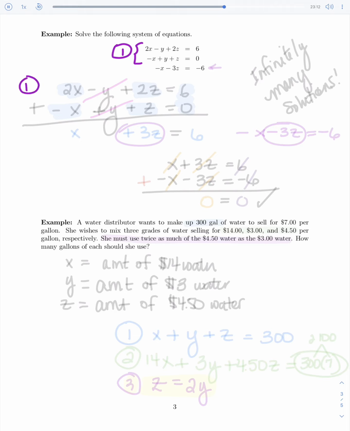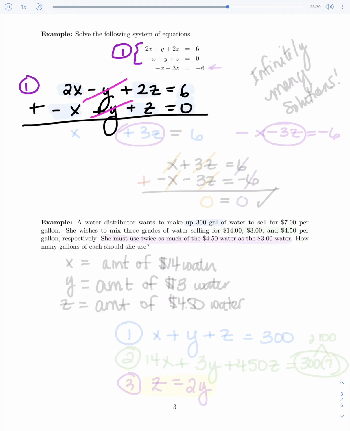Okay, so that would be that I've got 2x minus y plus 2z equals 6, and I've got negative x plus y plus z equals 0. Notice I actually don't need to do anything to eliminate the y, because they cancel out. The negative y and positive y cancel out when you add.